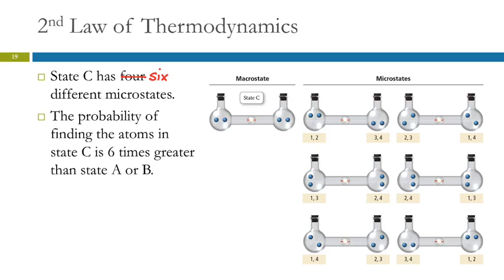Anyway, do you see that? So there are 6 different microstates. The probability of finding atoms in state C is actually 6 times greater than in state A or state B. And that's because entropy is equal to Boltzmann's constant times the natural log of W.